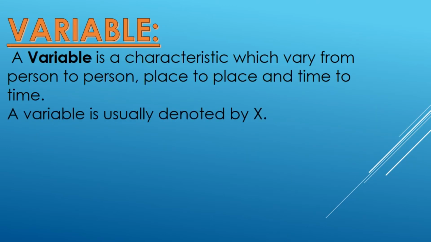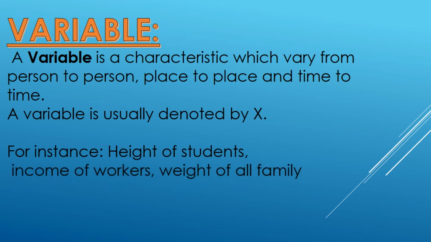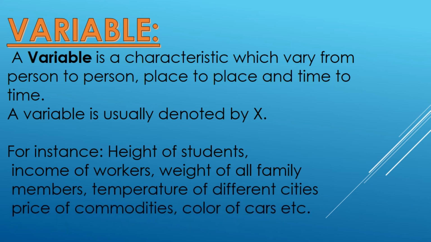What is a variable? A variable is a characteristic which varies from person to person, place to place, and time to time. It is denoted by capital X. Examples of variables are the height of all the students in a class, the weight of all the family members, the income of workers, the temperature of different cities, the prices of commodities, the color of a car, and so forth.